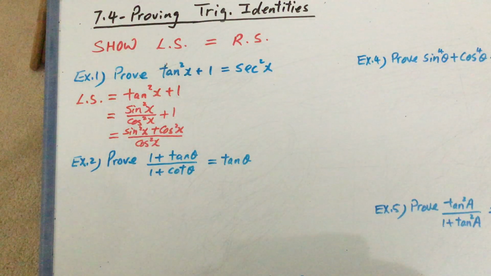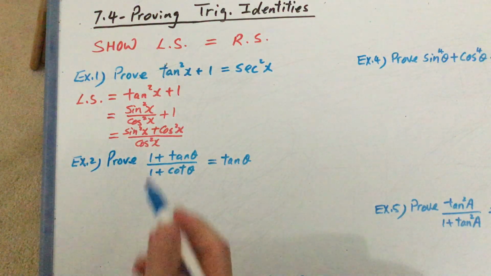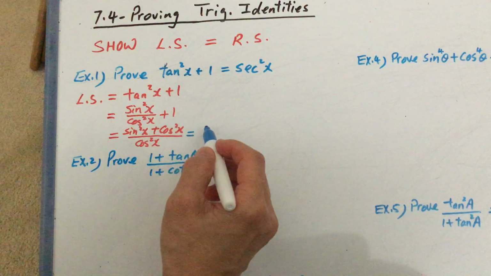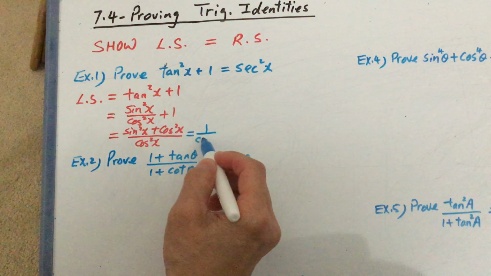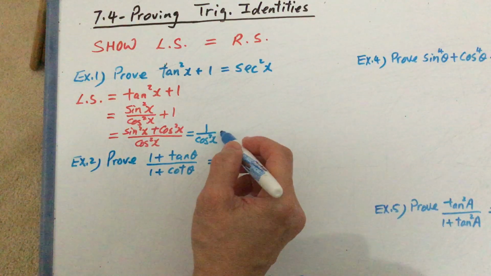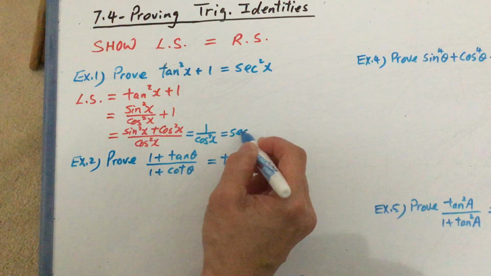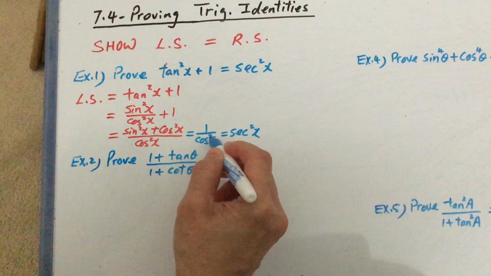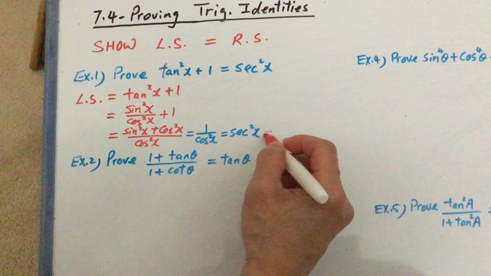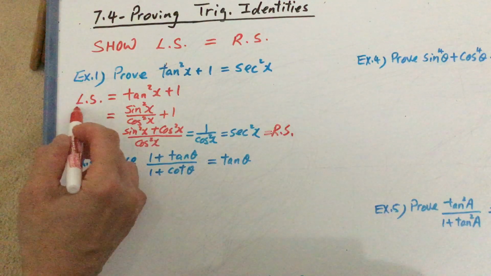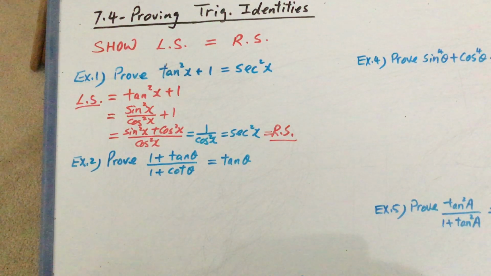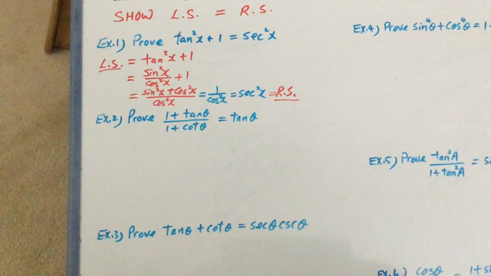From here, always keep the Pythagorean identities in mind. Now I know that sine squared x plus cos squared x gives me 1, over the denominator cos squared x, and 1 over cos squared x in fact is equal to secant squared x. Therefore, this is equal to the right side. I started with the left side, and now it is equal to the right side, so I'm done. I have proven this question successfully. Let's move on to example number 2.